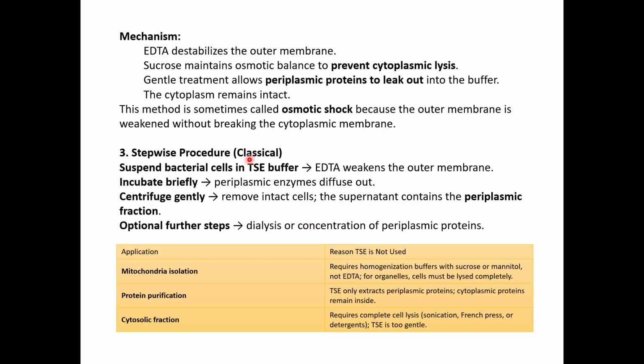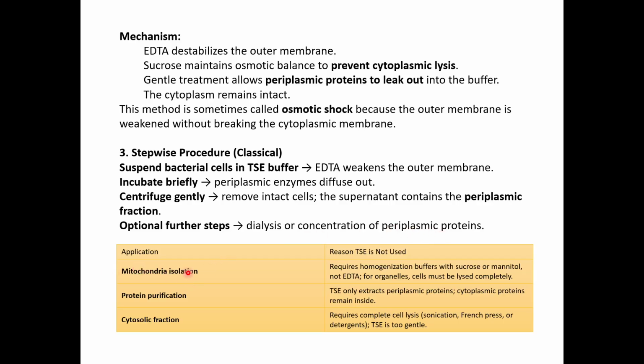So this is the gist of the protocol: the suspension of bacterial cells is put in TSE buffer so that the EDTA weakens the outer membrane, then incubate briefly, the periplasmic enzymes diffuse out, and then centrifuge gently to remove intact cells. The supernatant contains the periplasmic fraction, and then other optional steps are dialysis or concentration of the periplasmic proteins.